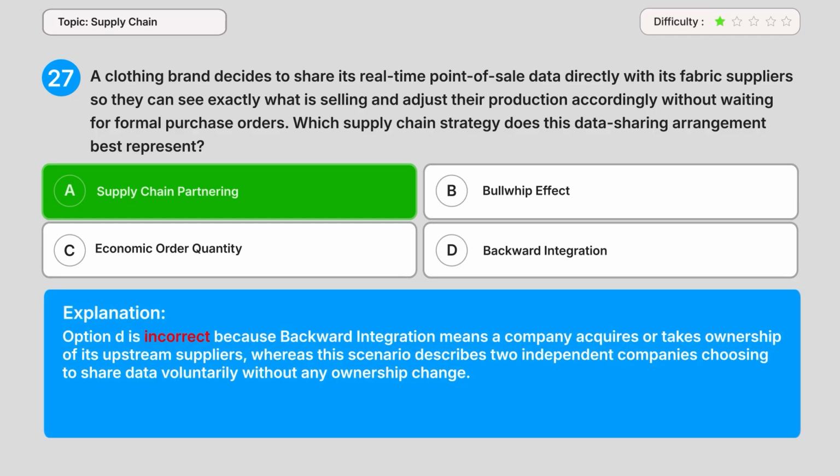Option D is incorrect because backward integration means a company acquires or takes ownership of its upstream suppliers, whereas this scenario describes two independent companies choosing to share data voluntarily without any ownership change.